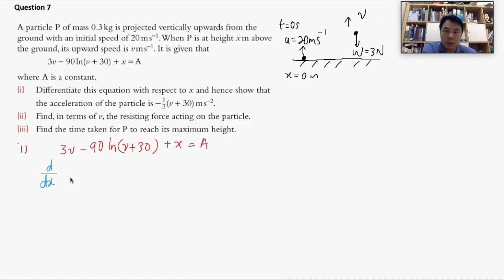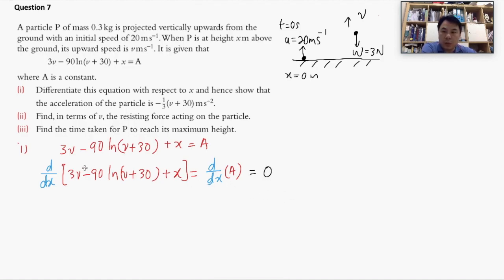Okay, so therefore this is 3v, 90 ln. Okay, and then do the same for the other side. Differentiate that with respect to x, where a is a constant. Because a is a constant, this result will yield a 0.